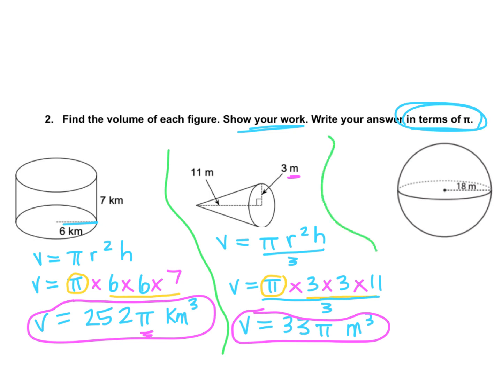And then our last shape is a sphere. When you check your formula sheet, it's 4/3 pi, and then the radius to the third power. Don't forget about that. So we're going to do 4/3. Do not type in the pi because it's in terms of pi. And then we need 18 to the third power. 18 times 18 times 18.